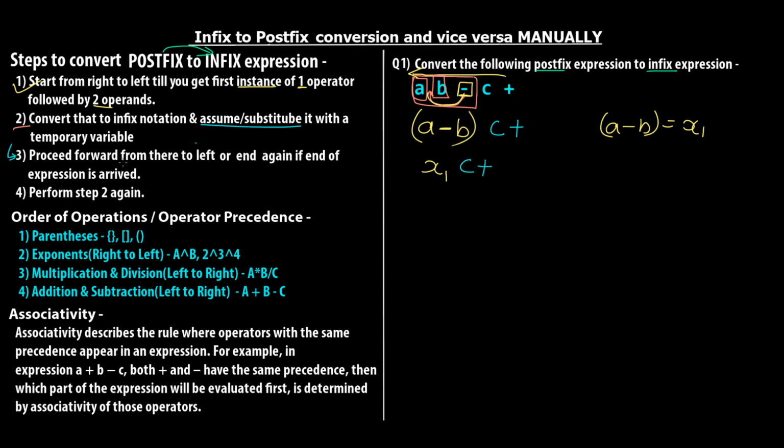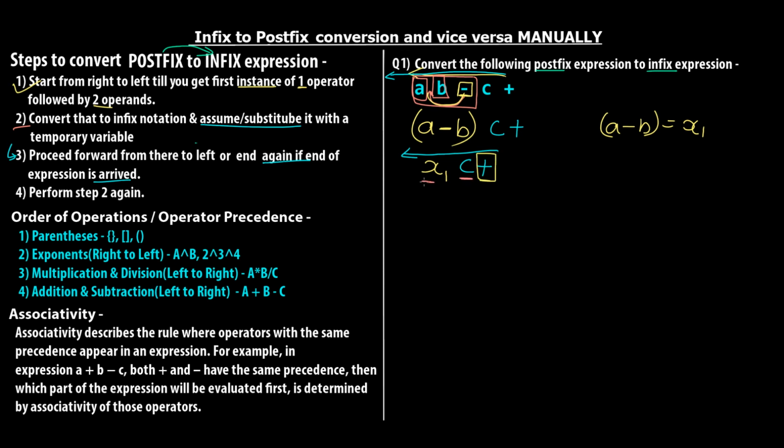Step 3 is proceed forward from there to the left or end. That is, completely scan this entire expression from right to left and start again and again if the end of the expression is arrived, and perform step number 2 again, till the entire expression is converted to its proper infix format. So again we'll start from right to left. We see that we have one operator. Is this operator followed by two operands from right to left?